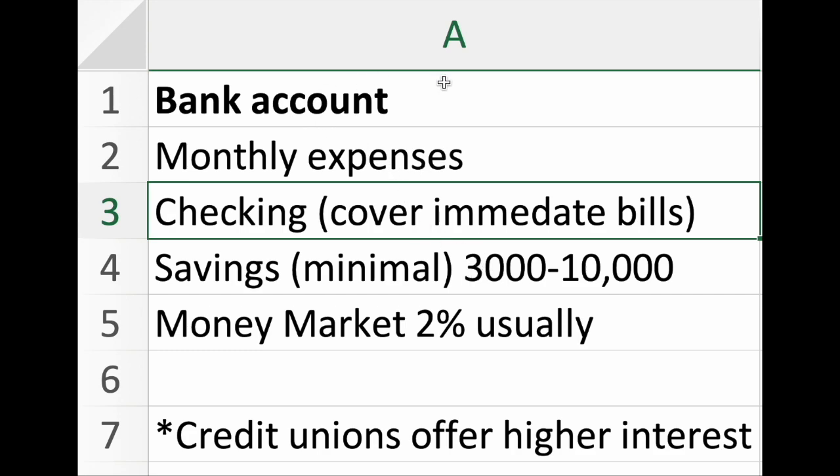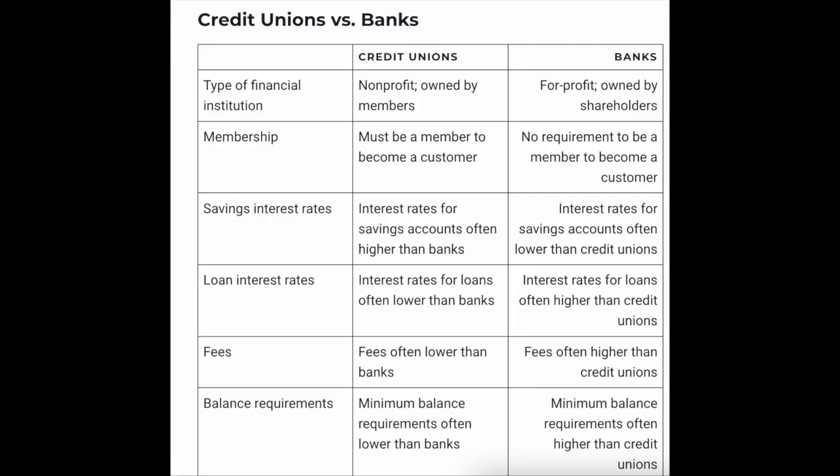The good thing about these bank accounts, especially if you use credit unions, and we'll look at credit unions versus banks, is that credit unions will usually offer a little bit higher interest rates if it's in a money market. So let's look at a credit union, for example, so you can see what I'm talking about compared to an actual bank. All right, so I found this looking online. I think it's a nice quick reference comparing credit unions versus banks.